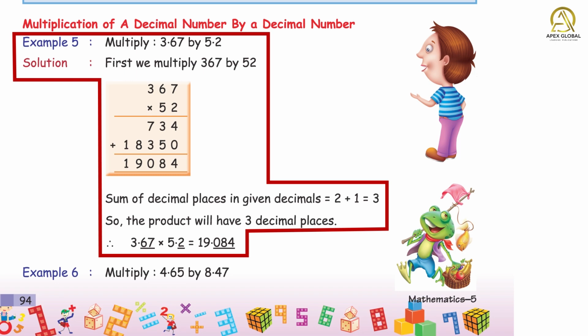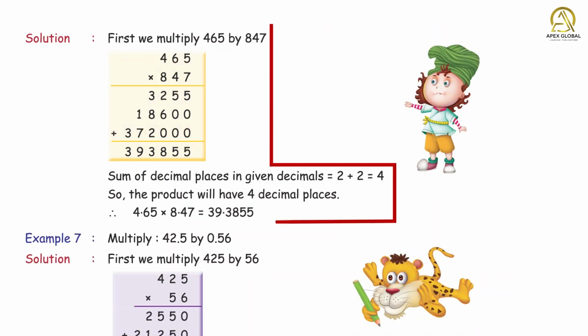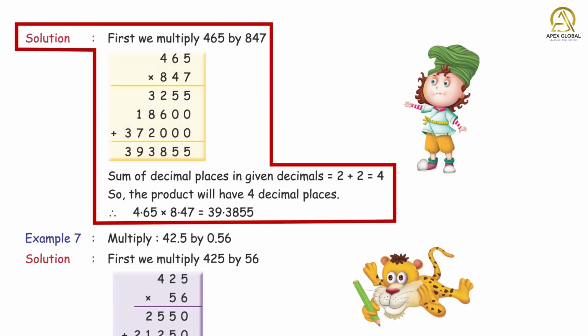So the product will have 3 decimal places. 3.67 into 5.2 is equal to 19.084. Example 6. Multiply 4.65 by 8.47. Solution. First, we multiply 465 by 847. Sum of the decimal places in the given decimals, 2 plus 2 equals 4. So the product will have 4 decimal places.